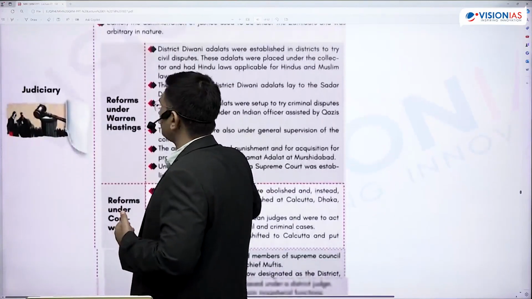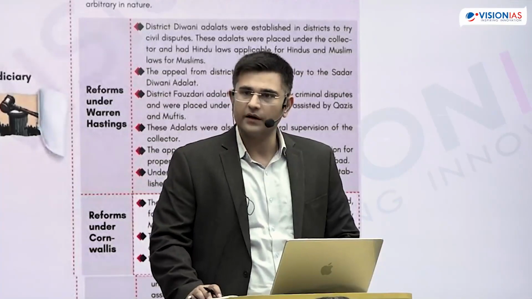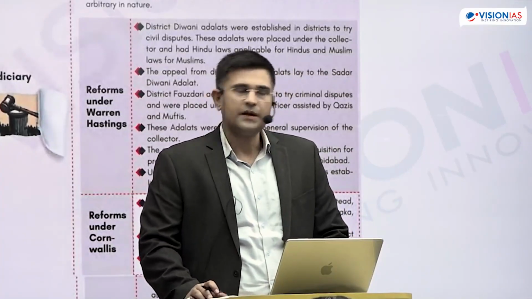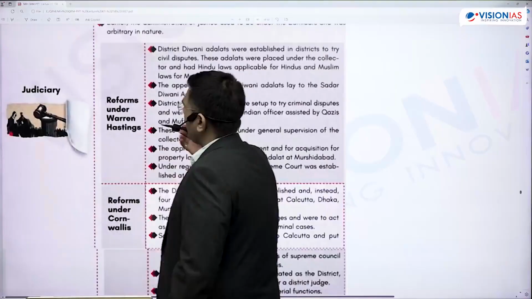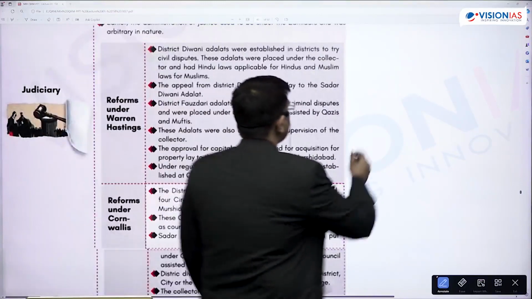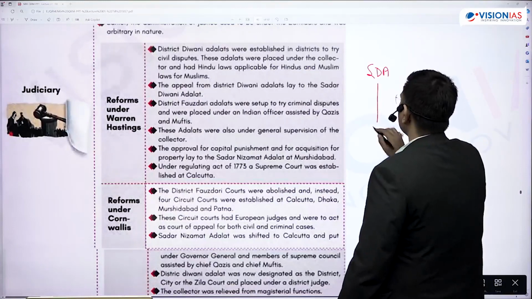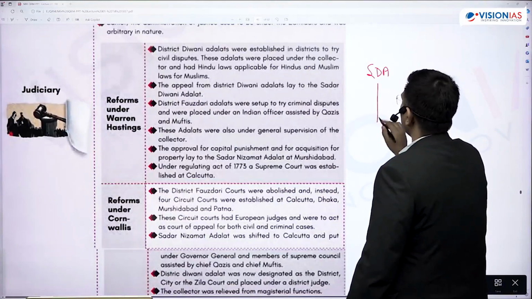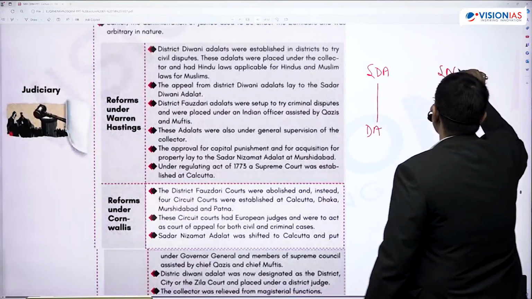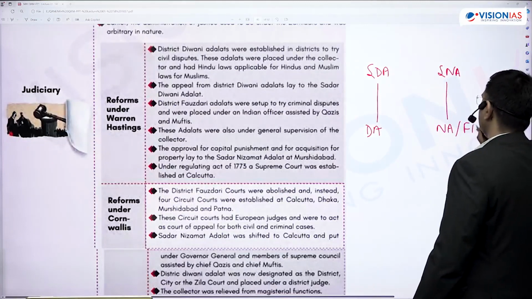Next that you have is judiciary. In judiciary the first system was brought by Warren Hastings. In 1772 he ended the dual government. So he brought a system whereby, if I draw quickly, at the top level it is Sadar Diwani Adalat in the civil matters. At the district level there used to be your Diwani Adalat, Sadar Nizamat Adalat, and then Nizamat Adalat, also known as Faujdari Adalat.